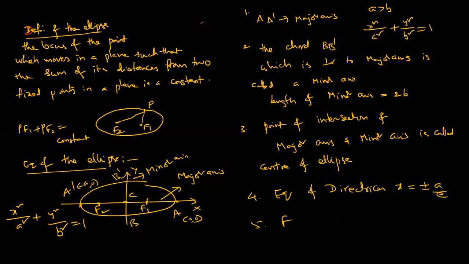Next one, focus. What is F1? Minus a comma 0. Suppose F2 is like that, plus a comma 0. So these two are the foci of the ellipse. Next one, what is the length of the lateral rectum? The lateral rectum always passes through the focus and is perpendicular to the major axis. That is called the lateral rectum. Okay.